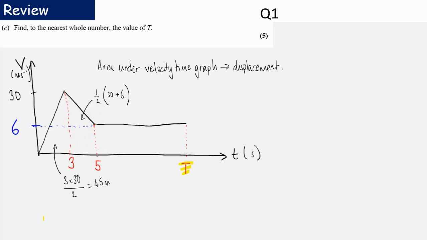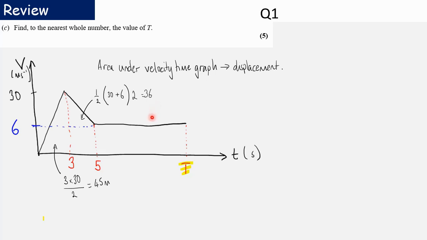And now you multiply it by the distance between those two parallel sides, which is the time difference of 2 seconds, going from 3 to 5. So a quick calculation on this. We're going to half something, we're going to times it by 2, so they cancel themselves out. So I'm just left with 30 plus 6, giving me 36.